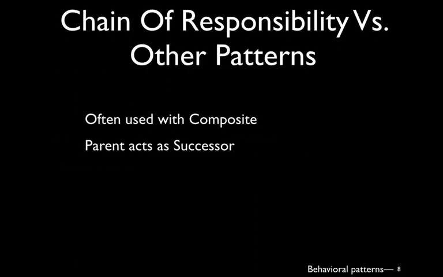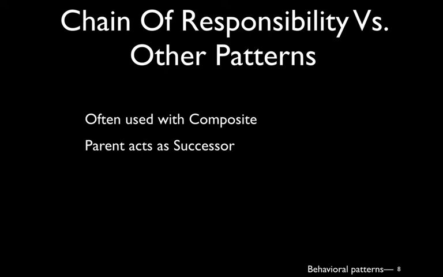Now, how does this relate to other patterns? Often, a composite may use a chain of responsibility to propagate and let its components handle the messages that come through. And a parent may act as a successor of the event handling potentially. But if you notice, the structure of the chain of responsibility pattern is a lot like the decorator pattern. However, the intent is quite different. In the case of a chain of responsibility, our goal is to handle events, and any of the objects may handle the event, and an event may go unhandled potentially, and it is quite possible that only one of them will handle the event, not many of them.